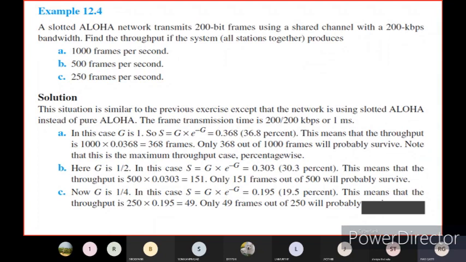Try to do the problem for this, the same thing, but we have changed only pure Aloha to slotted Aloha. Try to find out the values for this. You can see here, if you try to do it, tell me the answer for this problem. Please do it, everyone, and tell me the answer.